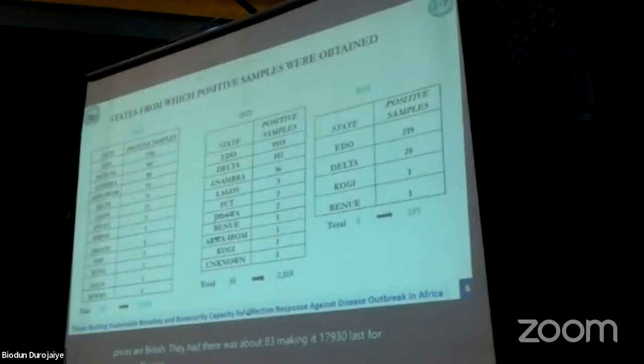And these were the positive samples we got from the states. Most of the states had positive cases, but some states were negative. This is not a holistic view because only some states were closer to our facility; they still bring their samples down here.